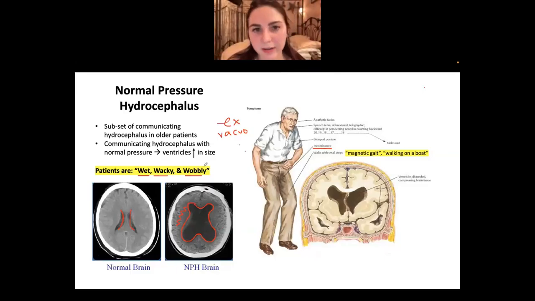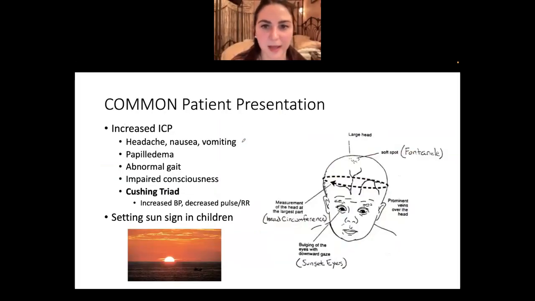But when you're doing a vignette and you see these symptoms, and then they say the ventricles are increased in size on an MRI, you're like, oh, okay, that's normal pressure hydrocephalus or hydrocephalus ex vacuo. I've seen that too.